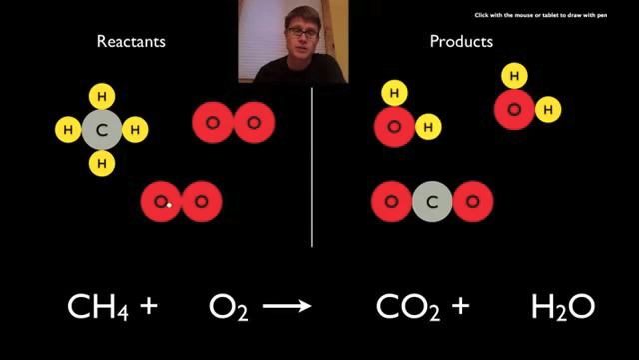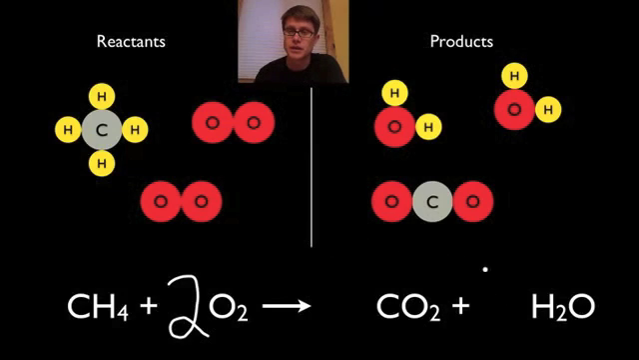How many molecules of oxygen do we have? We have 2. So I'm going to put a 2 as a coefficient right here. Now on the right side, we only have 1 carbon dioxide, so I'm not going to put a 1, but there should be, in your mind, a 1 there. And then how much water do we have? We have just 2 waters. So I'm going to put 2 right here.